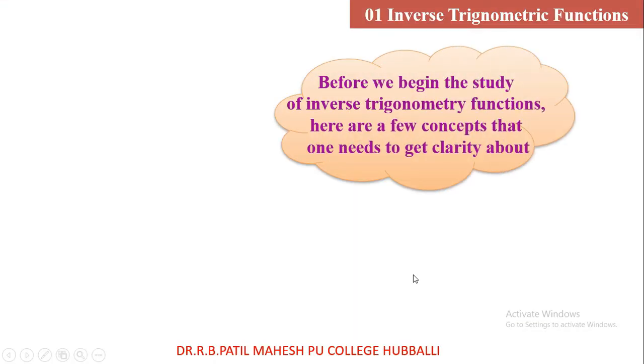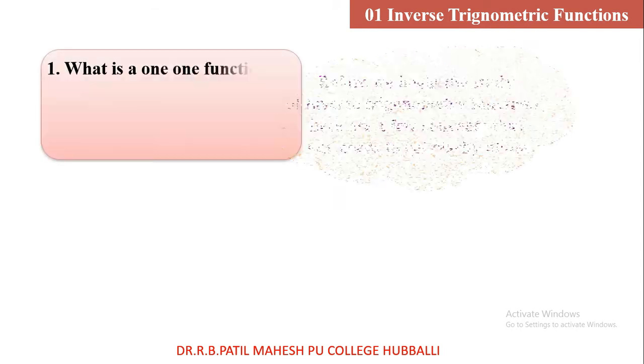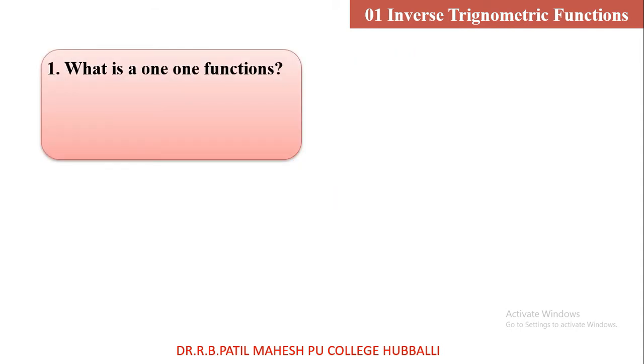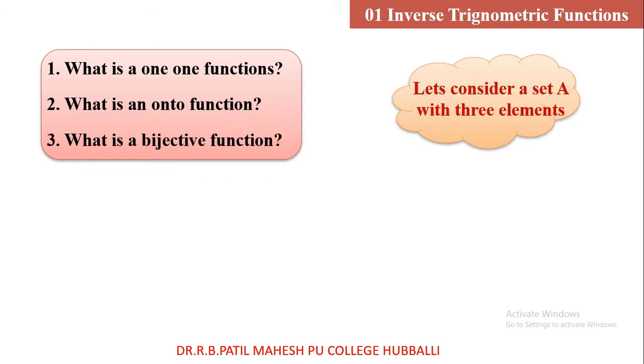Dear students, before we begin the study of inverse trigonometric functions, here are a few concepts that one needs to get clarity about. That is, what is a one-one function? What is an onto function? What is a bijective function? Dear students, in the chapter Relations and Functions, we have discussed these types of functions: one-one, onto, bijective. Let me take one more time the discussion about these types of functions.